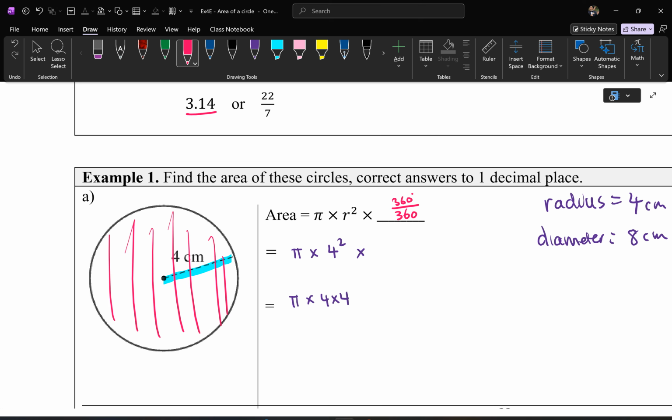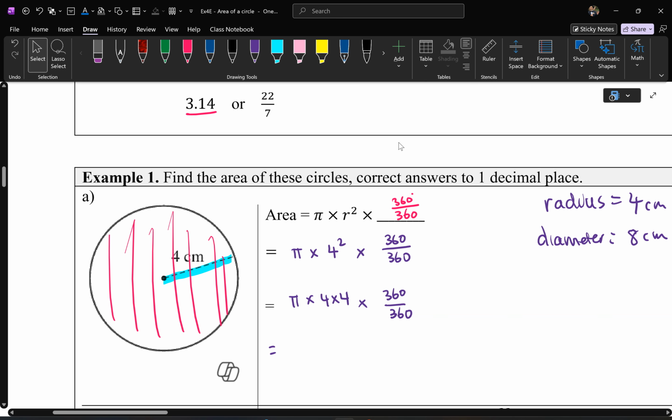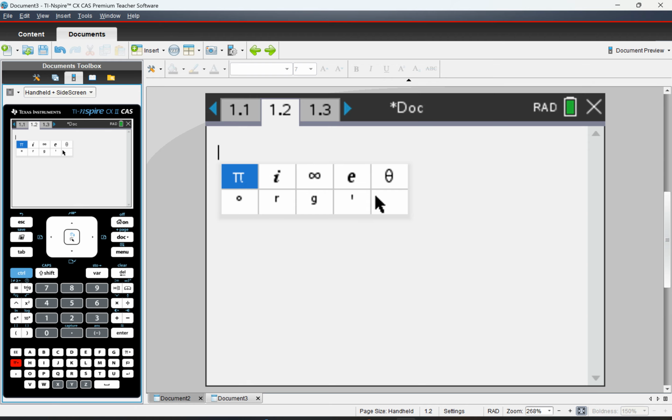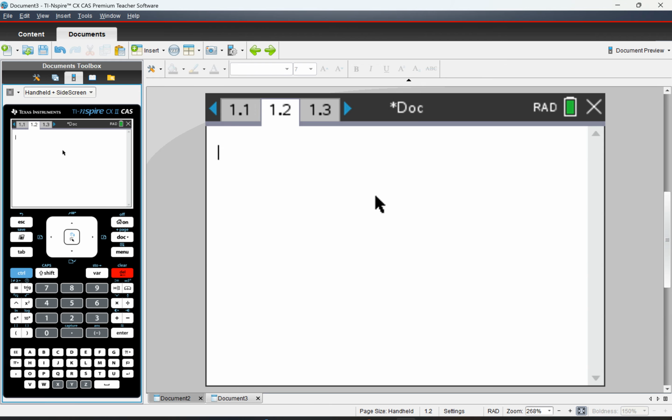Okay? So type that in your calculator. Get out your calculator and get it ready. 360 over 360 times 360 over 360. Let's see if you and I get the same thing. Here we go. Get out my calculator. You can do pi. So find the symbol. Pi. Oops, that's the wrong one. Pi times 4 to the power of 2 times 360 over 360.